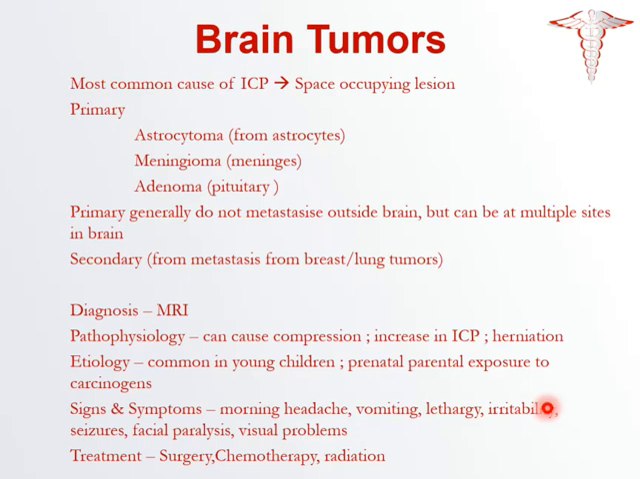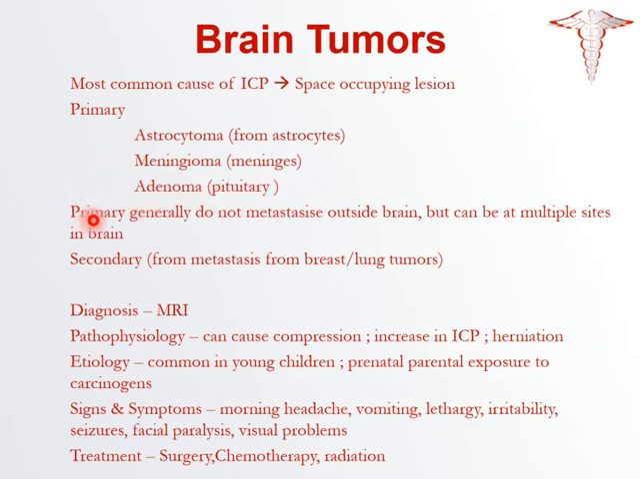Brain tumors. So coming to the next pathology, it is about the brain tumors. The most common cause of increased intracranial pressure is a space occupying lesion, a tumor. Okay, so what are the primary tumors of the brain? We saw the primary cells of the brain, right? So there were the astrocytes. The tumor arising from that is astrocytoma. Then the meninges covering the brain, the tumor arising in those meninges is called meningioma. And then we also have adenoma, which is a tumor in the pituitary gland.